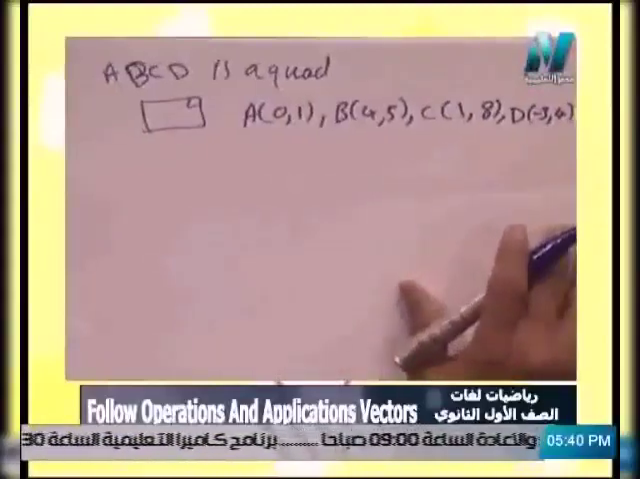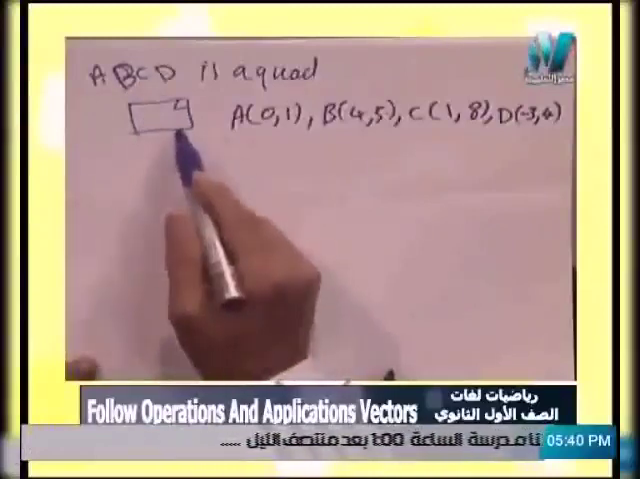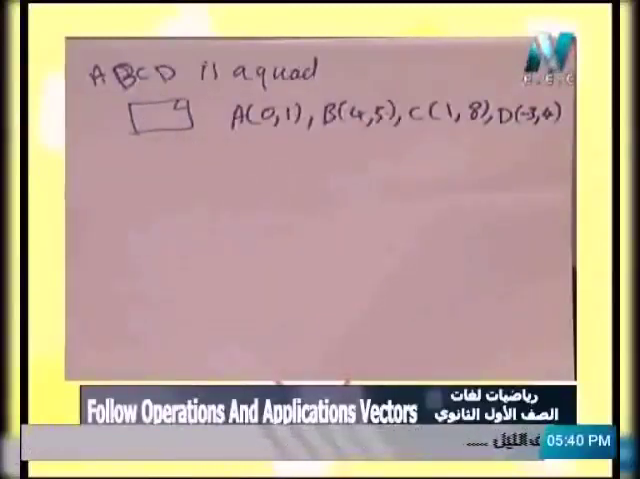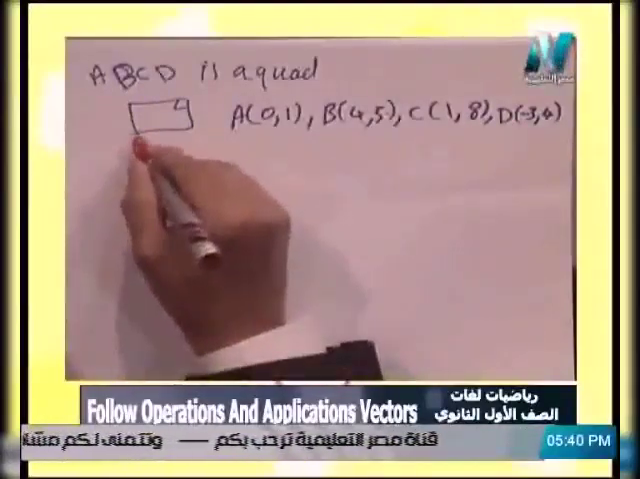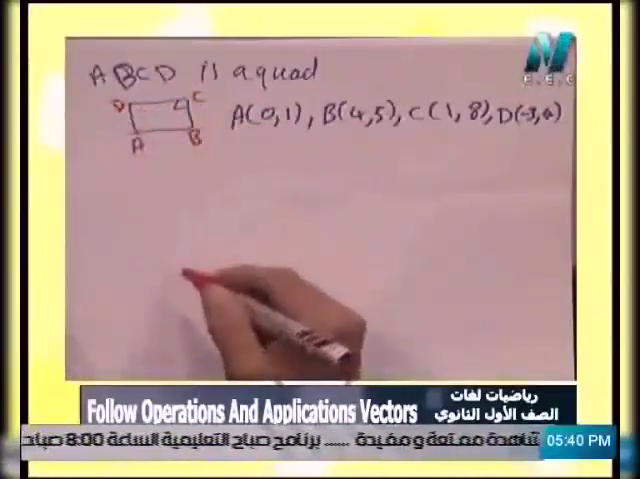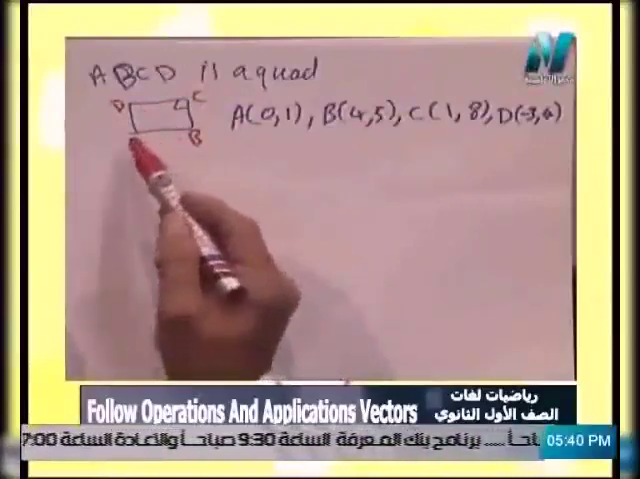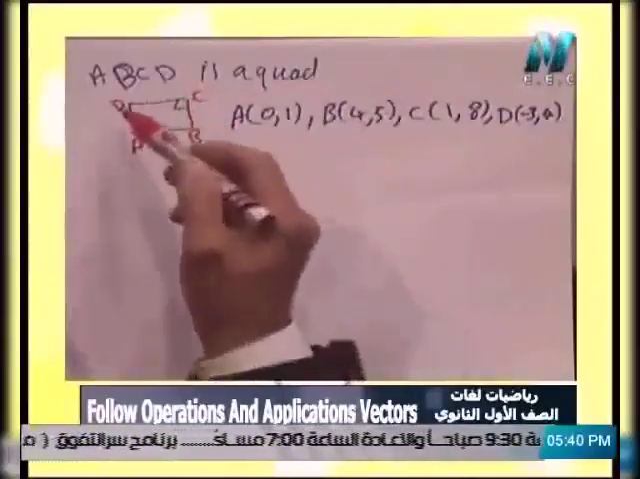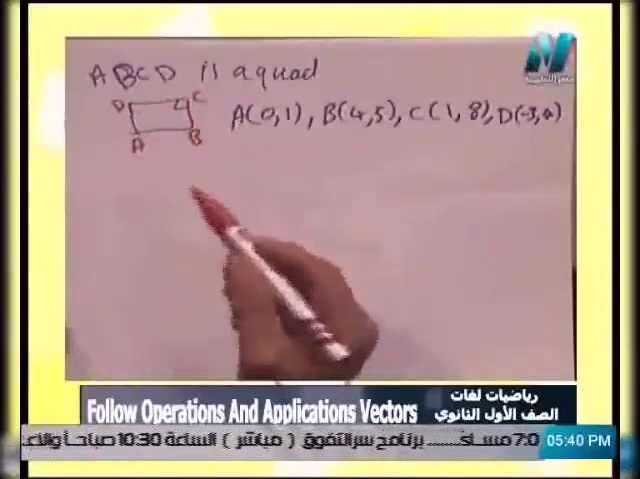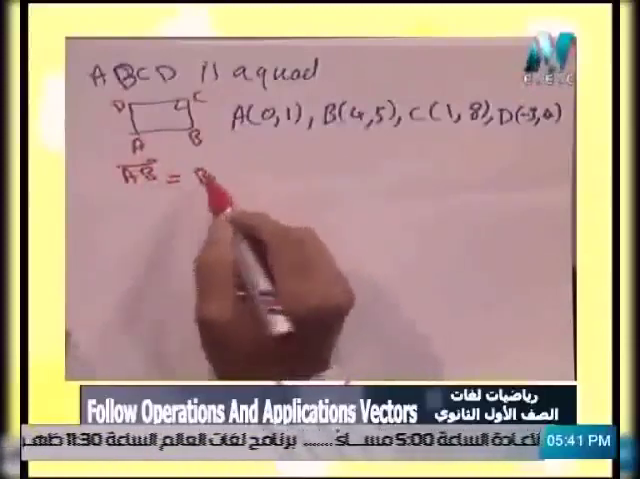Here are the points. To prove that the quad ABCD is a rectangle, we must prove first that this quad is a parallelogram. To prove that this quad is a parallelogram, first we have to prove that the vector AB equals DC, or the vector DA equals the vector CB. So we will choose the vector AB. The vector AB will be vector B minus A.